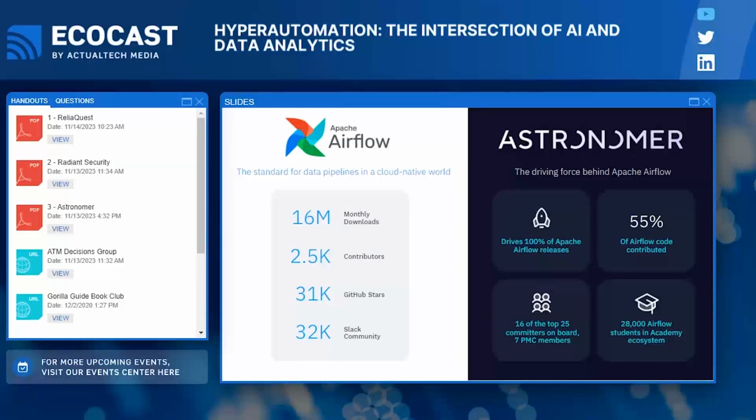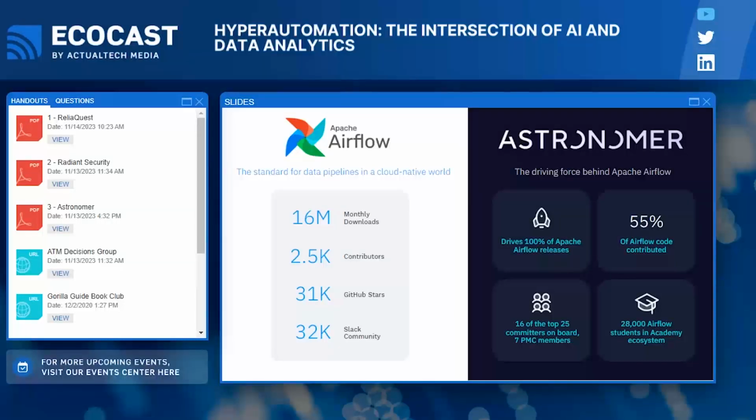And there's a lot of traction behind it. It started in 2014, and right now it's sitting at around 16 million monthly downloads, around 2,500 contributors, people that are actively contributing their own code to the Airflow project. And then you have the 31K GitHub stars, which is a controversial metric, but it also has a really large and thriving Slack community. And as you already saw before, it has a lot of adoption, not only among open source people, but among big organizations.